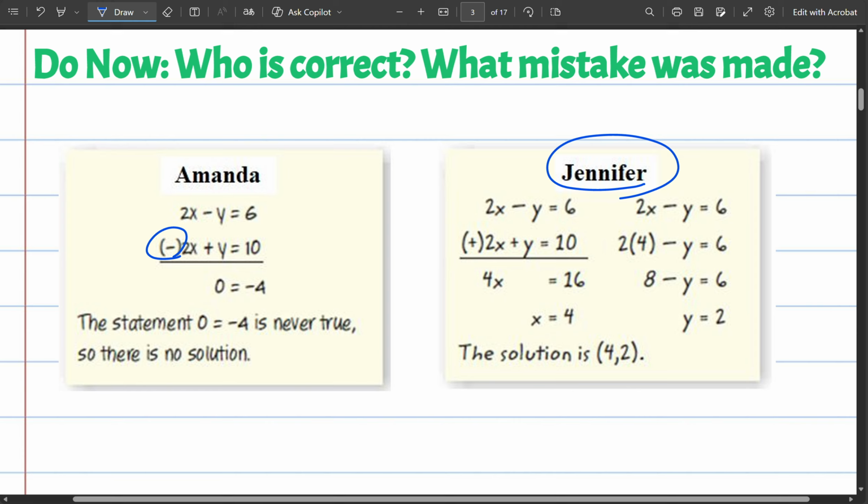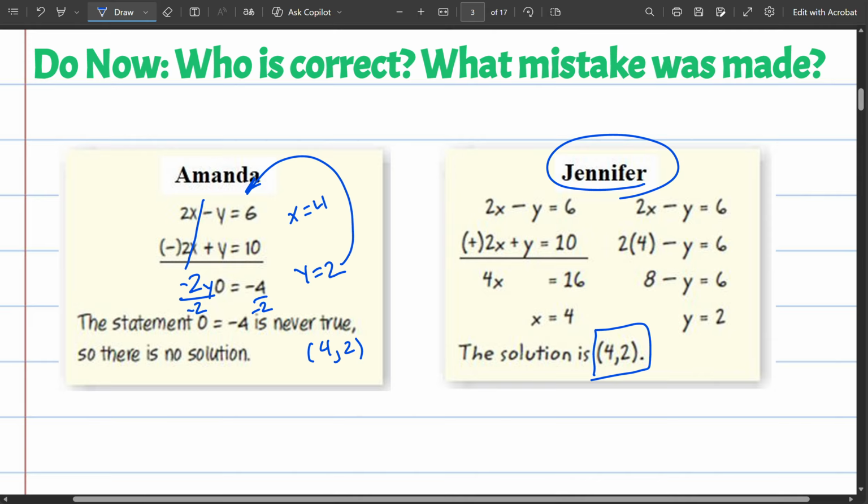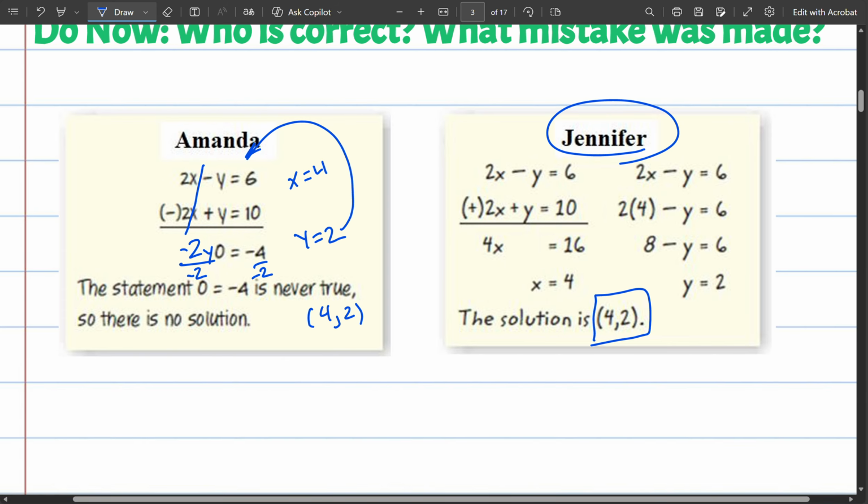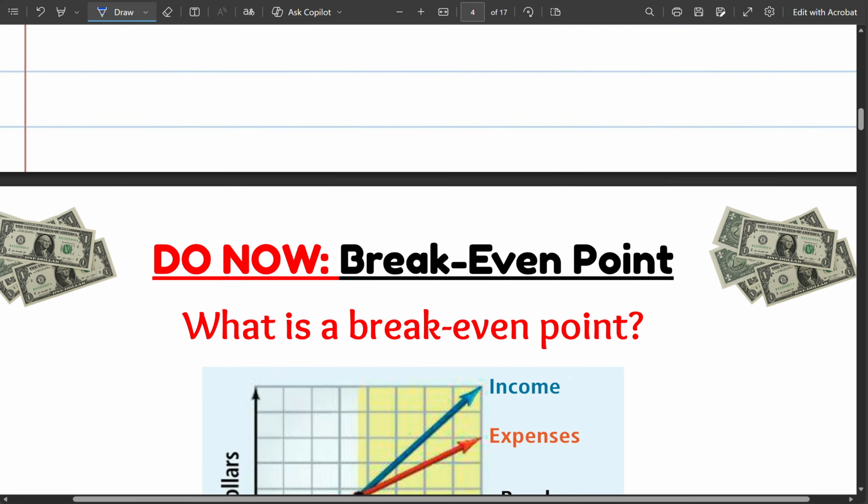She is subtracting both of her equations. So she does 2x minus 2x correctly, but then she does negative y minus y. So negative y minus y should give us negative 2y, and then 6 minus 10 does give us negative 4. So it should be a negative 2y on the left. Divide both sides by negative 2. You get y equals positive 2. Plug that back in, you'd get x equals 4. I'm just jumping to the answer: 4, 2. And that is the solution that Jennifer had arrived at. Okay, so we have to be careful when we're adding and subtracting our equations.